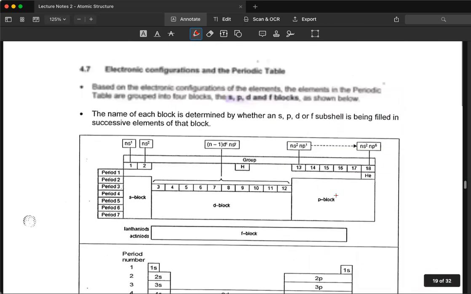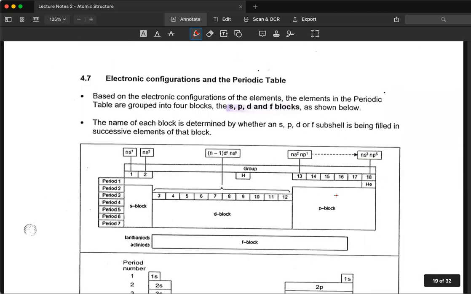Now, moving on to the relationship between electronic configurations and the periodic table. Based on the electronic configuration, elements in the periodic table are grouped into 4 blocks: S, P, D, and F blocks. The name of each block is determined by whether an S, P, D, or F subshell is being filled in successive elements of the block.